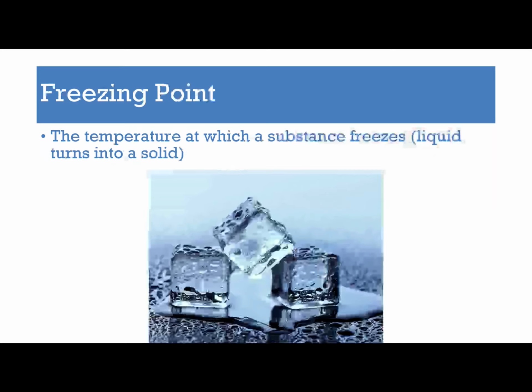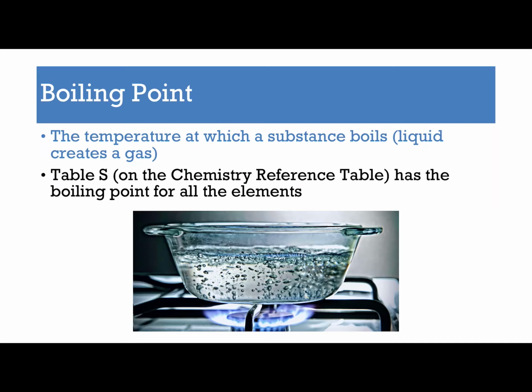Okay, so freezing point, another physical property, is just as you would think. The freezing point is the temperature at which a substance freezes. And again, freezing is when a liquid turns into a solid. The next one is boiling point. And again, the term boiling point is pretty simple. Boiling point is the temperature at which a substance boils. And again, boiling is talking about when a liquid turns into a gas.